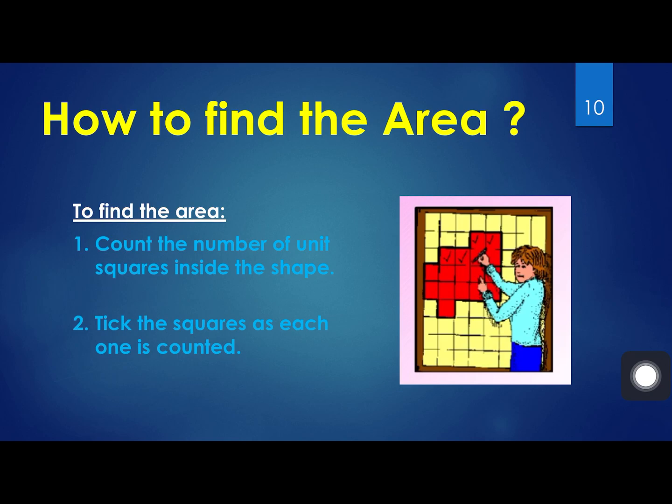How do we find area? So now that we know what unit squares are and that we use them to calculate how much area is covered, here's what we do to find area. First, we count the number of unit squares inside the shape. Here I've got this red shape and I've got to count the number of unit squares inside of it. I need to count these squares inside. While I'm doing that, I should tick the squares as each one is counted. This is so that you don't get confused. So I should make a little check mark inside each unit square that I count. And that's how I can find area. So I will count the number of unit squares inside the shape, and I will tick the squares as each one is counted.